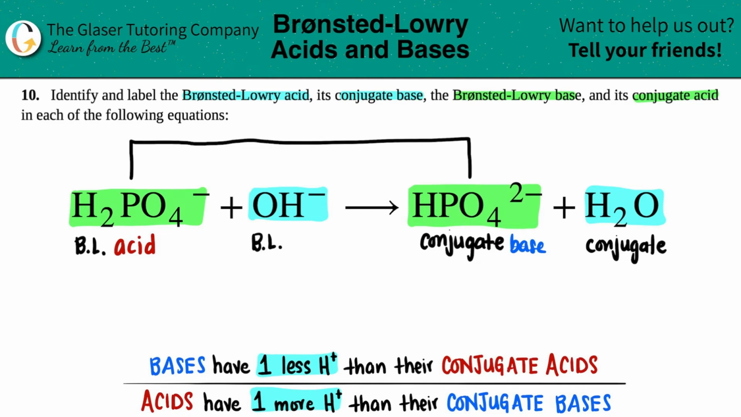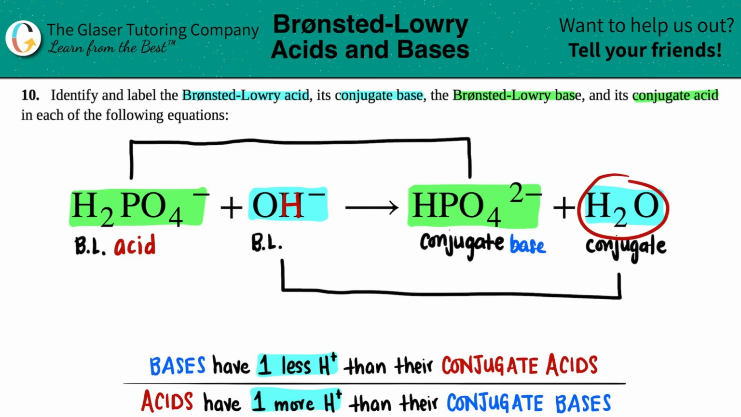Now you just do the same thing for the other pair. So I'm just going to pick the OH minus and see what's up with H2O. Acids always have one more hydrogen in the pair. So OH minus has one hydrogen. H2O has two hydrogens. So what do you think? This one has to be the acid. It's got one more hydrogen. And that means that OH minus has to be the base out of the pair.